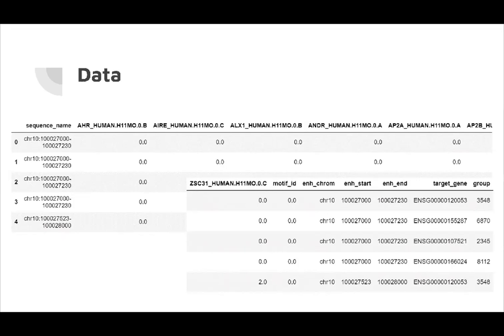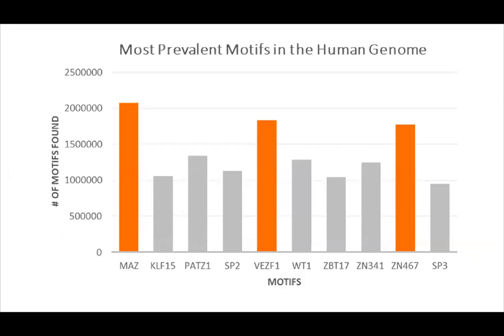After getting this information, we wanted to look at what were the most prevalent motifs present in the human genome. And we found that MAC was the most prevalent. It had over 2 million hits. Then we had VEGF1 and ZN467, each of which had over 1.7 million hits.